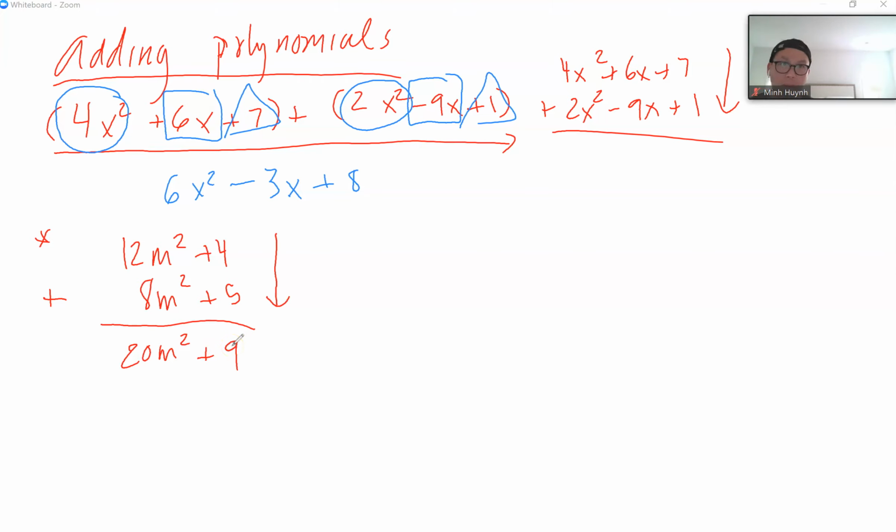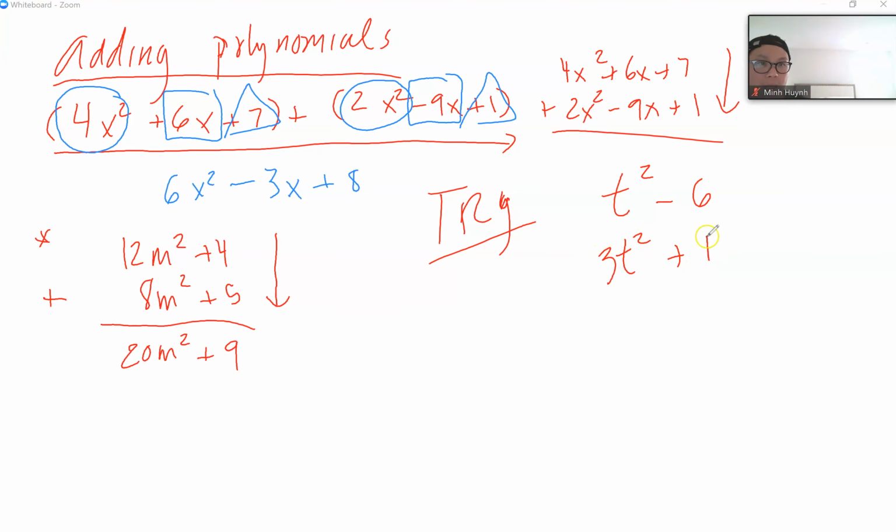You're done. Do not attempt to solve for the variable. You're just combining like terms. Take a minute and write this problem down, and see if you guys can figure it out. So I have t squared minus 6, and then I have 3t squared plus 11. All right, we're adding these together. Go ahead, pause the video, try this problem out.